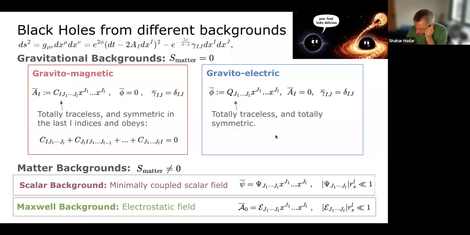Can I ask a question? There, you made an assumption that the background is static. Is it essential to make this assumption? Does your method work also when you go beyond this static background? So not exactly static, stationary. The gravitomagnetic background does, yeah.